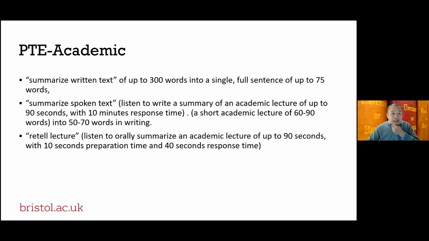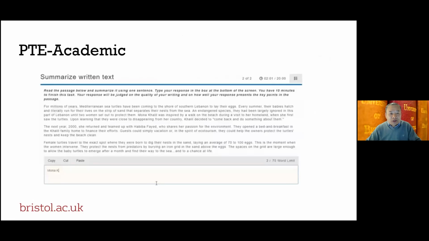And in the PTE, there are three typical examples of summarization. Summarize written text of up to 300 words into a single four-sentence, up to 75 words. Summarize a spoken text, retell a lecture, and so on. We'll come back to these tasks later. So this is on their screen, you can see a short paragraph, and you're asked to summarize it using one sentence only. Okay.